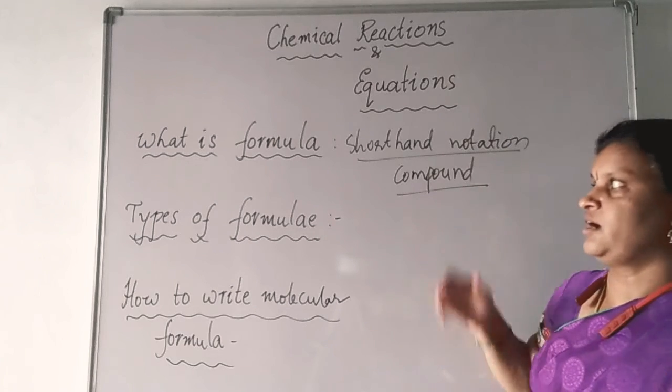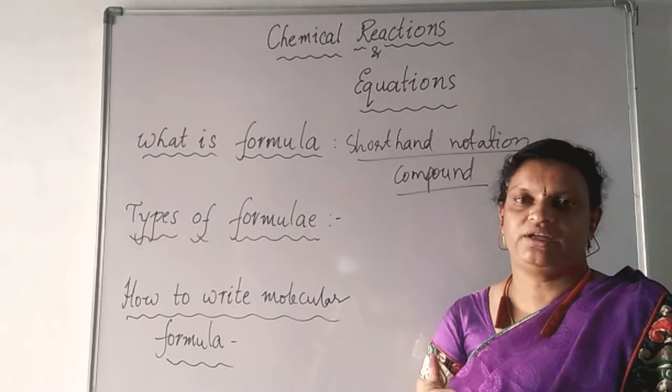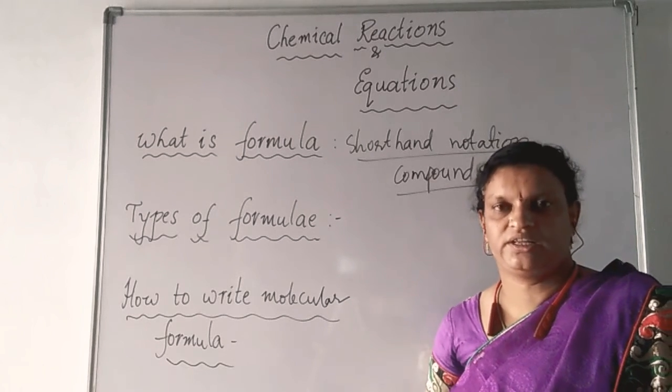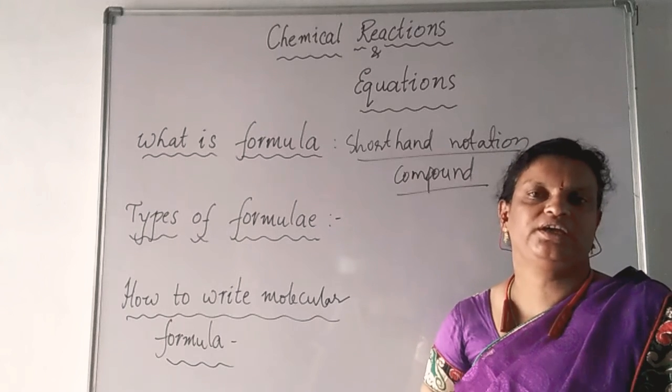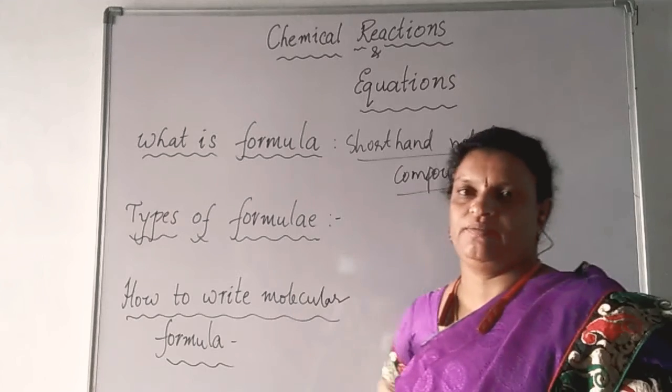For the compounds that are formed, first we should know what type of compounds they are. By observing the name, we can identify: if metals and non-metals are there, it is an ionic compound; if only non-metals are there, it is a covalent compound. Now, coming to the types of formula.